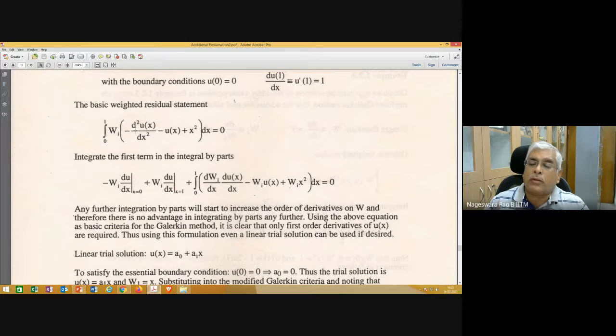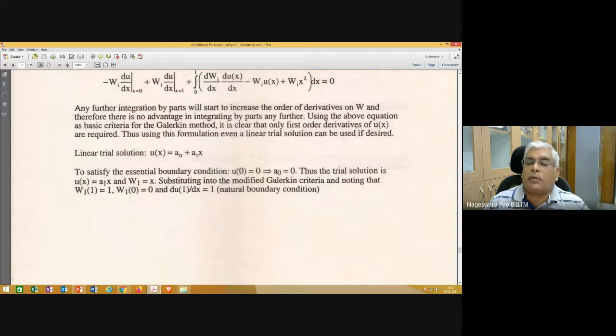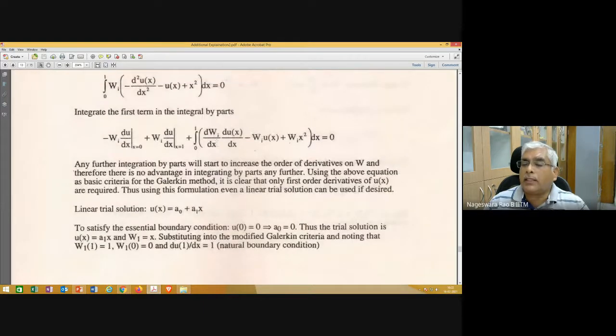To illustrate that, earlier examples all started out with a quadratic trial solution, but here the highest derivative appearing is only the first derivative. So once we adopt the modified Galerkin method, we can solve this using a linear trial solution. That is the idea here. If the highest derivative present in the equation is a second order derivative, then we cannot start with a linear trial solution. You have to keep that in mind.